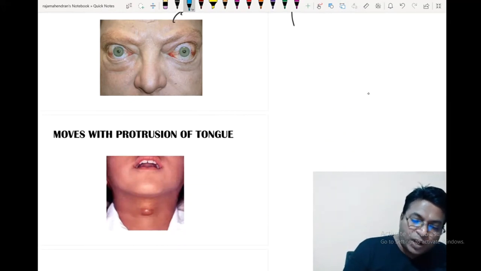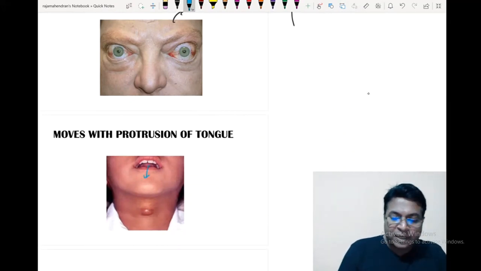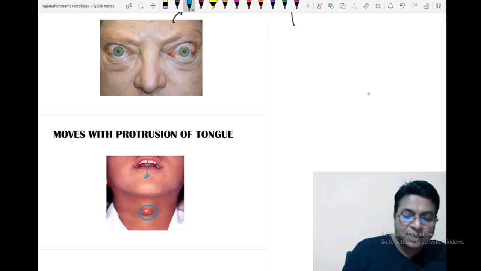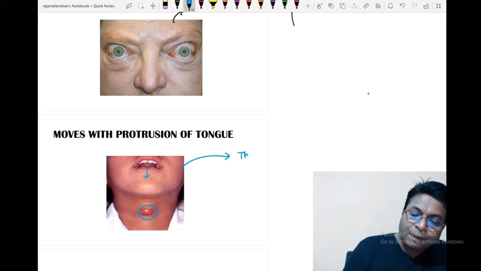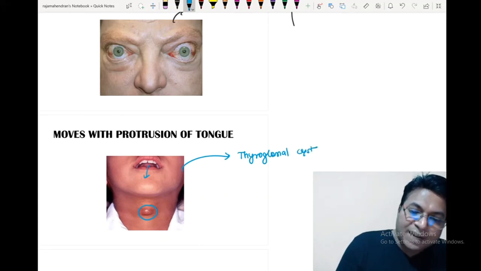The patient is protruding the tongue out. On protruding the tongue out, the swelling is moving upwards. This is a typical picture showing you a thyroglossal cyst. So, expected MCQ for your exam.